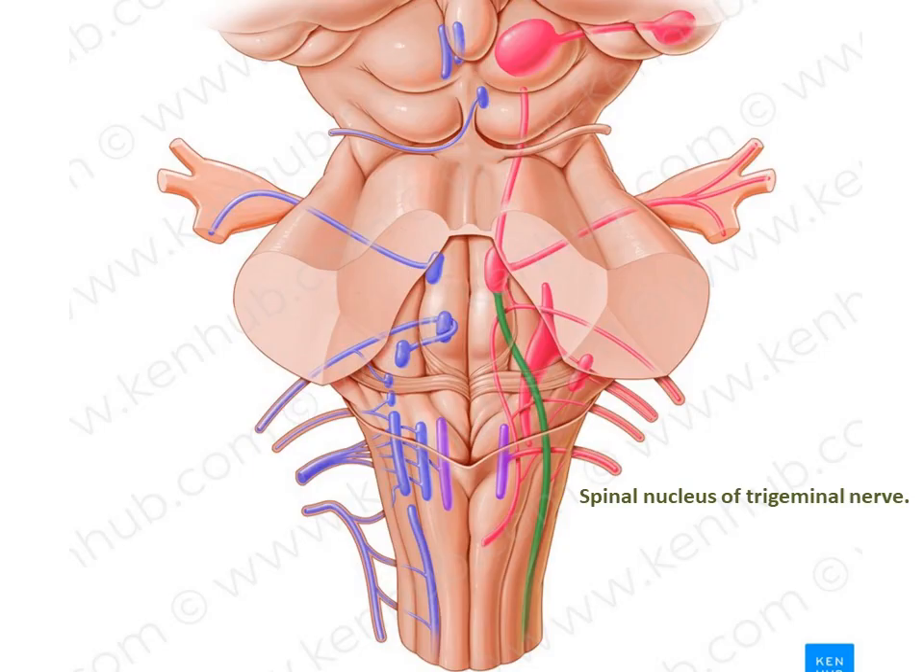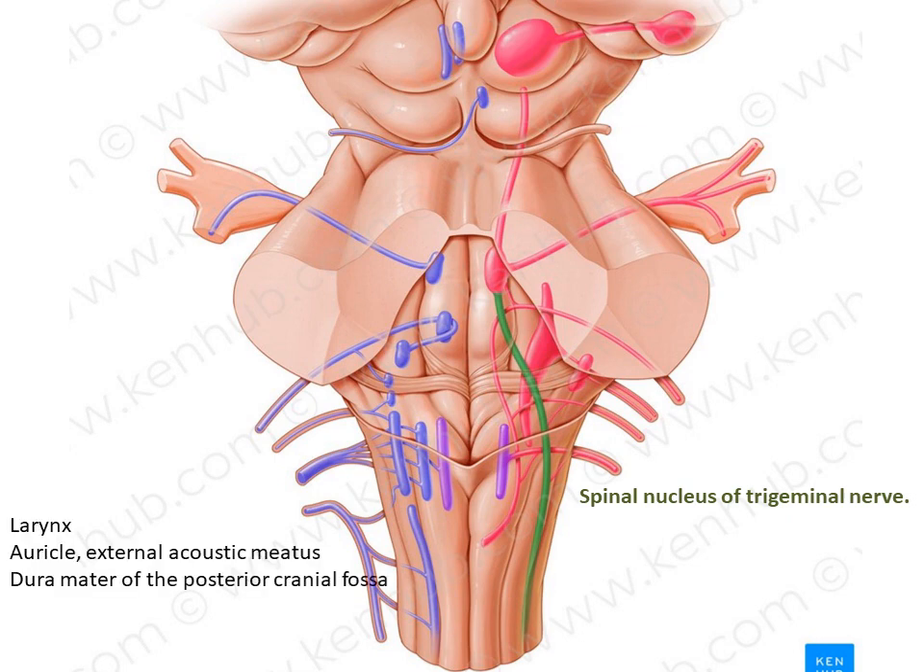The third nucleus is the spinal nucleus of the trigeminal nerve. As we know, it carries sensory fibers and takes in sensory information from the larynx, part of the auricle, external acoustic meatus, and dura mater of the posterior cranial fossa, from where it emerges.